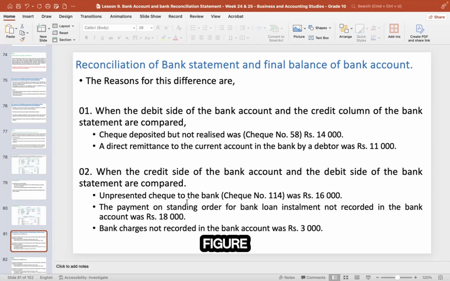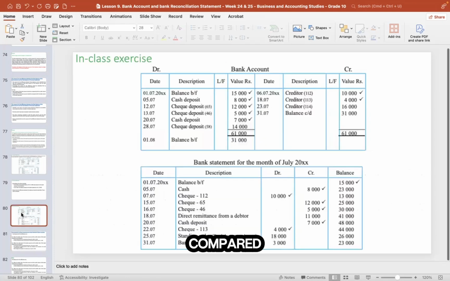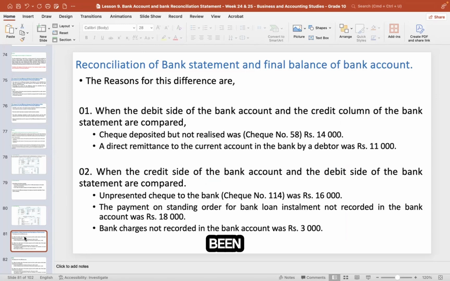Okay, we have figured out now. We compared both sides of the bank account and the bank statement. We compare the debit side of the bank account with the credit side of the bank statement, and we compare the credit side of the bank account with the debit side of the bank statement. And we figure out several reasons. Now it's been summarized here, which we already discussed.